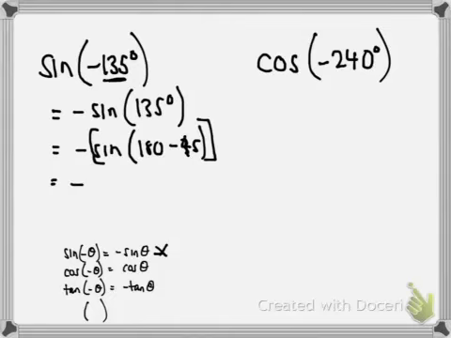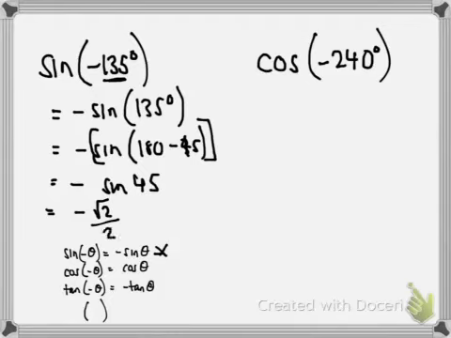So that's going to be the same as sine 45, and we know that sine 45, if we've committed it to memory or we look up our table, is root 2 on 2, so it's going to be negative root 2 on 2.